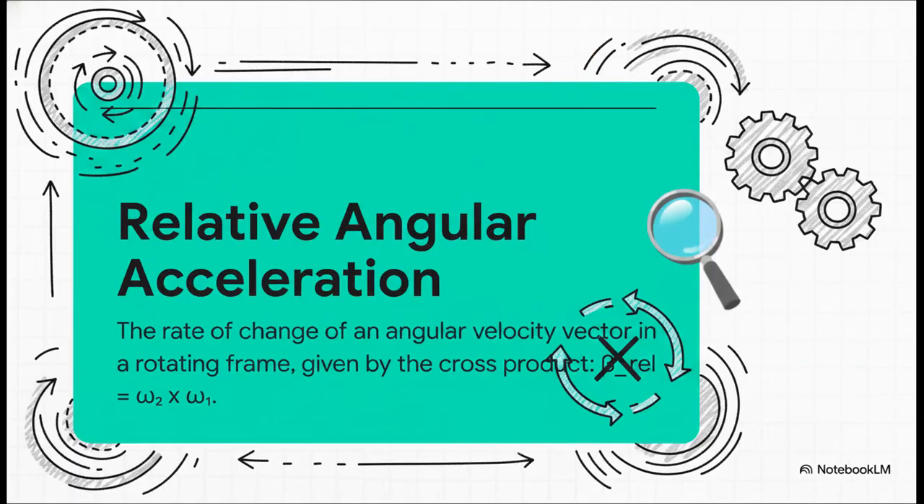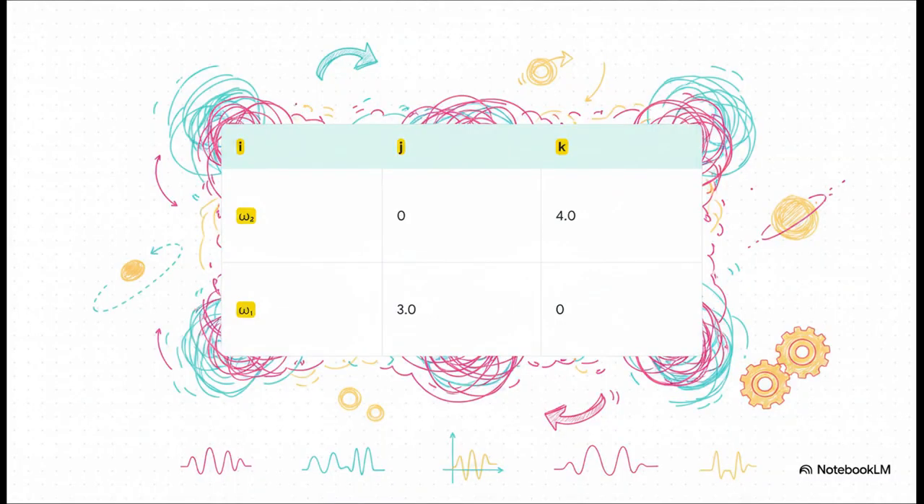Now, luckily for us, physics has a perfect mathematical tool for calculating this very specific type of change, the vector cross product. The rate of change of that omega-1 vector, which is our relative acceleration, is calculated by taking the cross product of the frame's own rotation, omega-2, with the vector we're observing, omega-1. The easiest way to visualize this calculation is by setting up a little 3x3 determinant. You put your unit vectors i, j, and k across the top row. The second row is for the components of the first vector in our cross product, omega-2, so that's 0, 4, 0. And the third row is for the components of the second vector, omega-1, so that's 3, 0, 0.